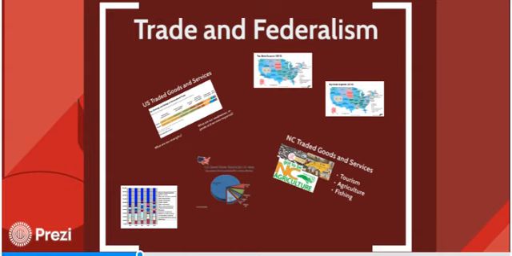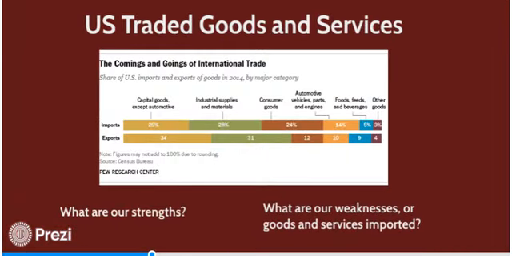All right, so when we talk about trade and federalism, you know I love talking about some federalism, so here we go. What do we trade at the federal level? What does the United States trade as a whole? What are our strengths and what are our weaknesses, or what goods and services are imported? I wouldn't necessarily call this a full-out weakness in trade, but what areas could we do a little bit of improvement in terms of importing and exporting?